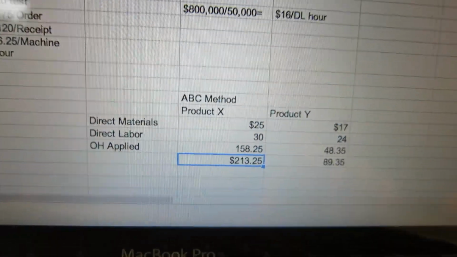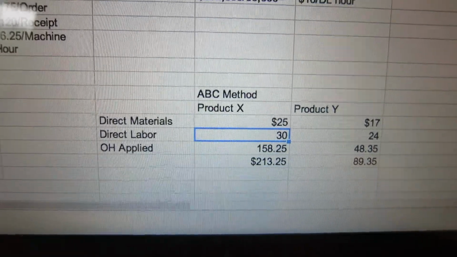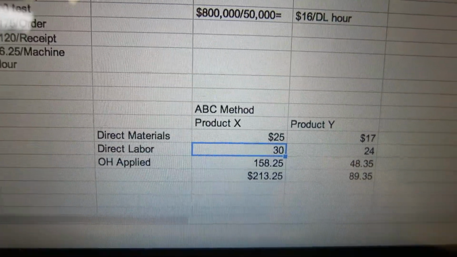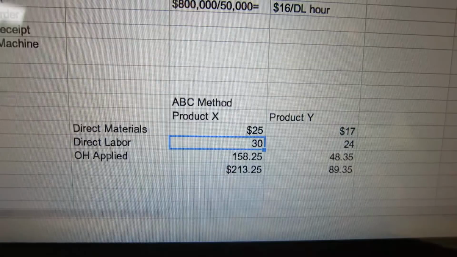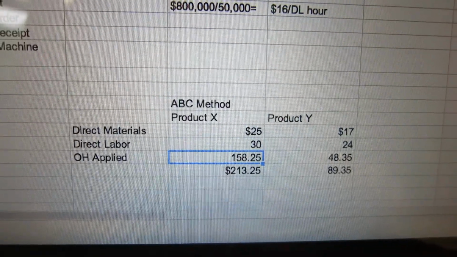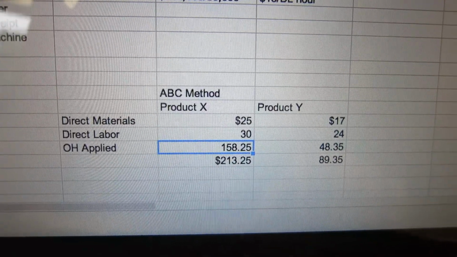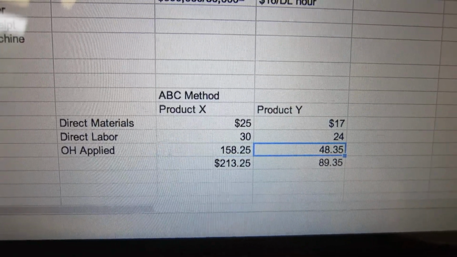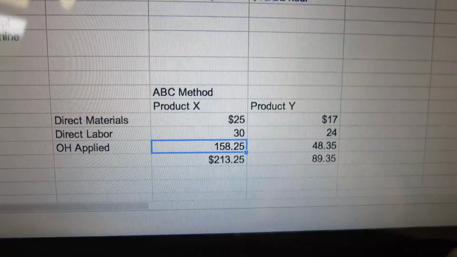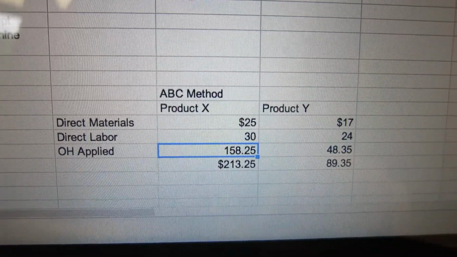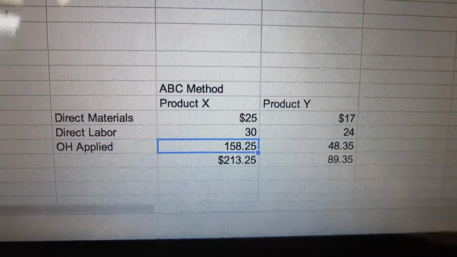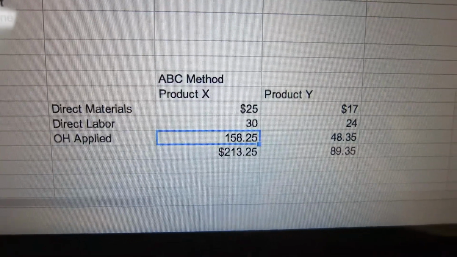When we're applying the ABC method for product X and Y, direct labor and material are still the same, but when we look at the overhead applied, the numbers are much different than the direct labor method, and we see that product X is actually a lot higher than it was in the direct labor method, $158 compared to $80.